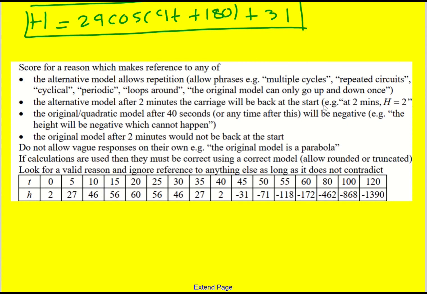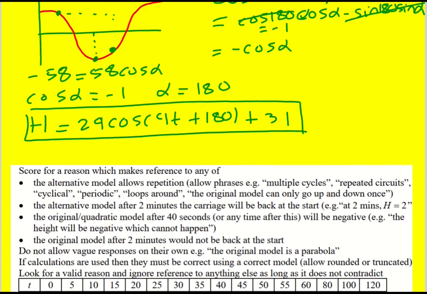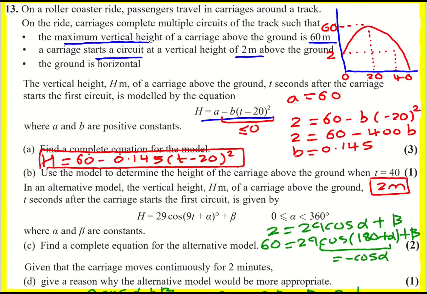after 2 minutes, the carriage will be back at the start. The original quadratic will become negative. You could even put in some values of t and show that the quadratic one is going down, whereas you could also do it for the alternative model and show that it's actually cycling. So yeah, something along those lines to finish this off. Well done.